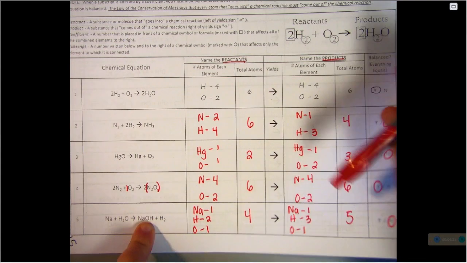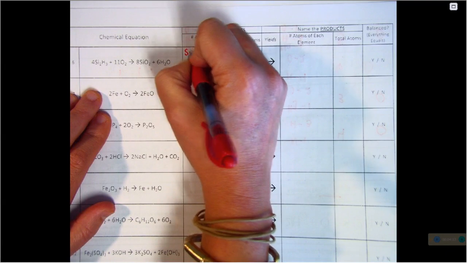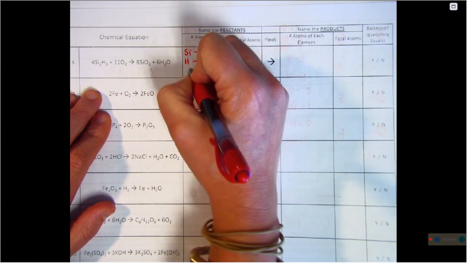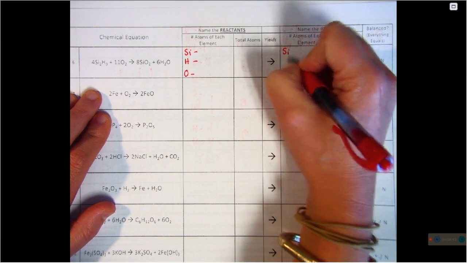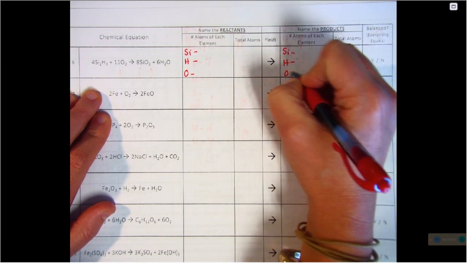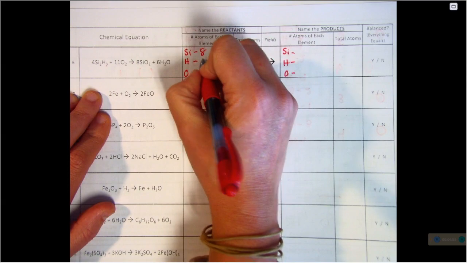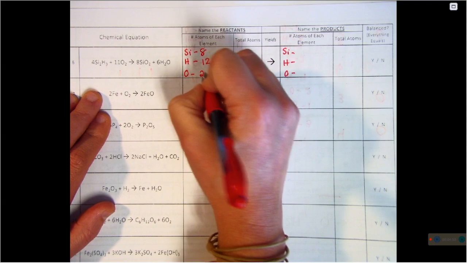All right, let's flip to the back. These are a little more complicated. If we flip to the back, you're going to notice a lot more elements. Same concept, so don't let the number of them get in the way. Write your elements down first: silicon, hydrogen, and oxygen. I have 4 times 2 is 8 silicons. I have 4 times 3 is 12 hydrogens. I have 11 times 2 is 22 oxygens.